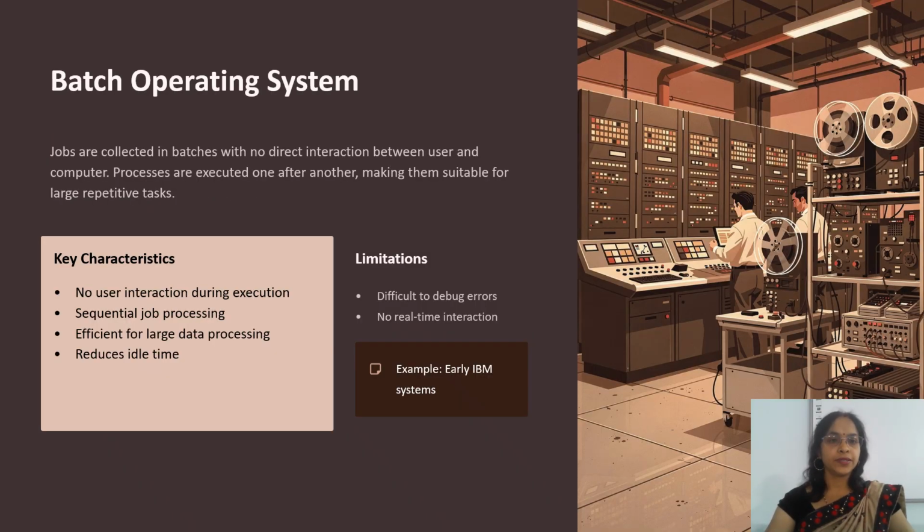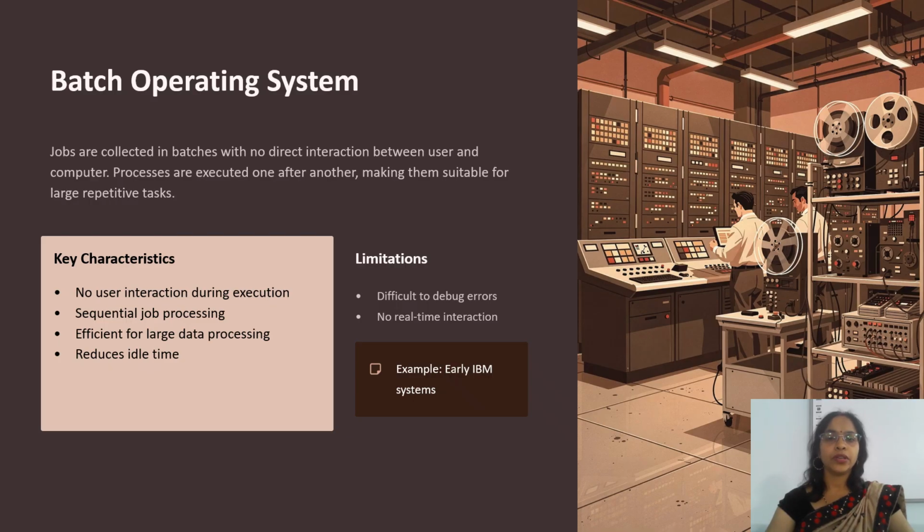First is the batch operating system. What is a batch operating system? A batch operating system collects jobs in groups called batches. There is actually no interaction between the user and the computer during execution. Users directly submit the job and the system processes them sequentially one by one. This system was widely used in early computing systems developed by IBM. Examples of this type of operating system are payroll systems, bank statement generation, and large data processing.